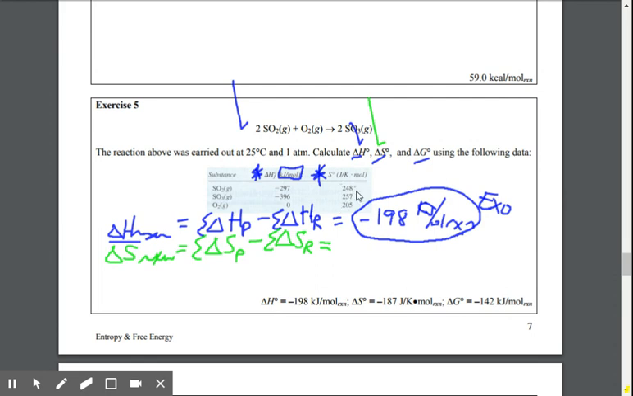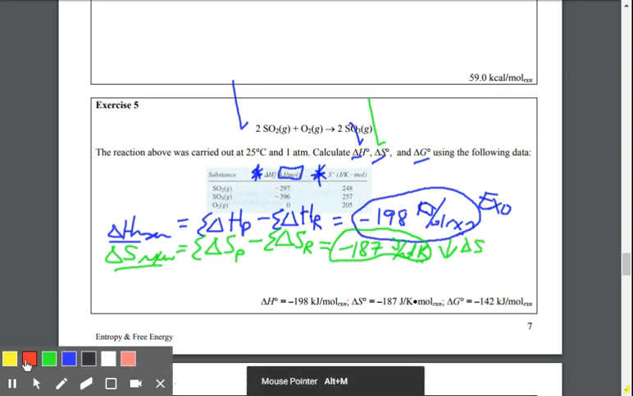When I plug all these values in, make sure you multiply by 2 and whatnot, then you should get a delta S value of negative 187 joules per mole Kelvin. Now, what does that answer indicate about the reaction? Since it is a negative delta S value, that indicates that I am decreasing my entropy, decreasing my delta S.